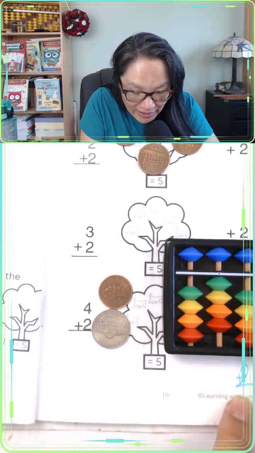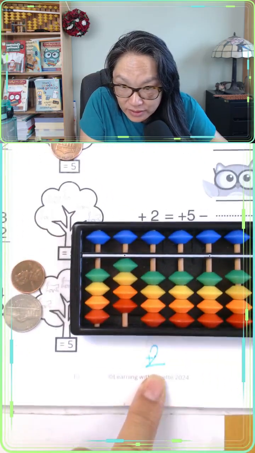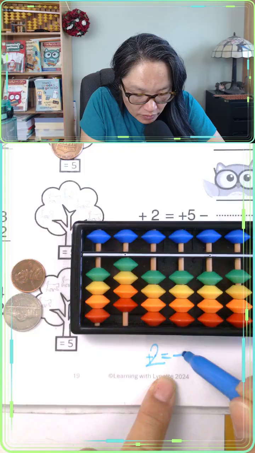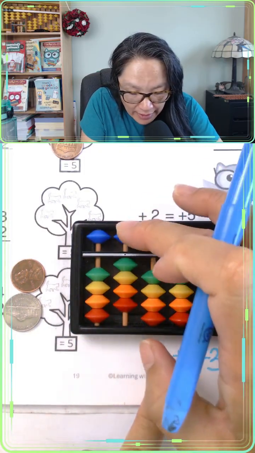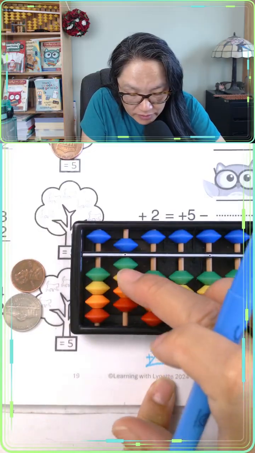We added the 2. We added the 2 equals add the 5, take away the 3. That's what we need to do. Add the 5, take away the 3. 1, 2, 3. There we go.